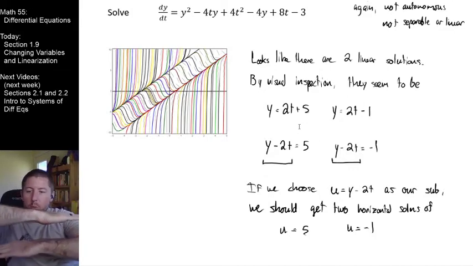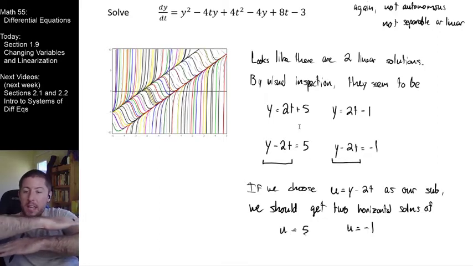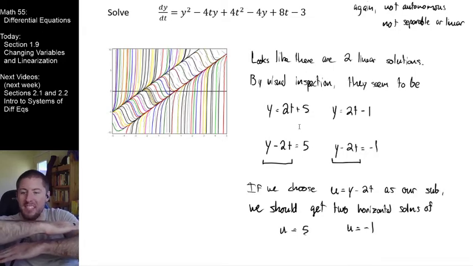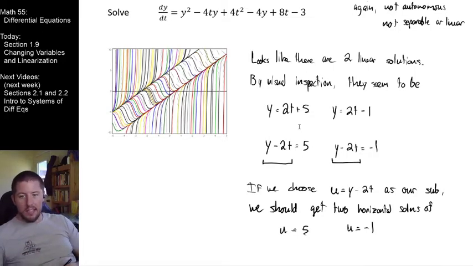It seems like if we make a substitution, we would just straight up get constant solutions of u equals 5 and u equals negative 1, which should be equilibrium solutions. If u becomes 5, it stays 5 forever. If u becomes negative 1, it stays u equals negative 1 forever. So this is how I'm motivating my substitution right here. Based on the graph, I identified two linear solutions, the only two equations I can come up with. By slightly modifying their equation, I can make a substitution that would give me constant solutions, equilibrium solutions, which sound to me like something that's a much easier thing for me to manage right here.